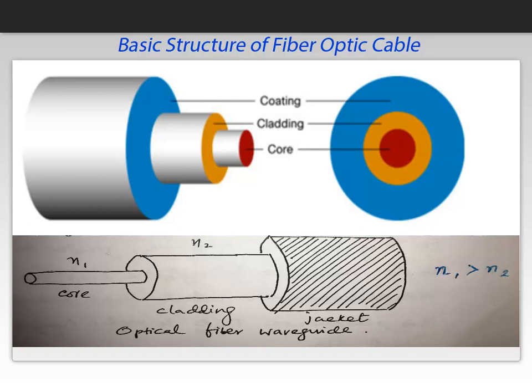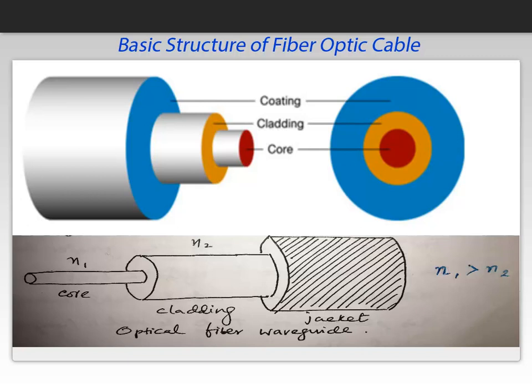The core is a glass or a plastic fiber which is made up of silica, and it is the innermost section of the fiber. It has the remarkable property of transmitting light through it. The core is surrounded by a cylindrical shell of glass or plastic of lower refractive index compared to the core, and this shell is called the cladding.